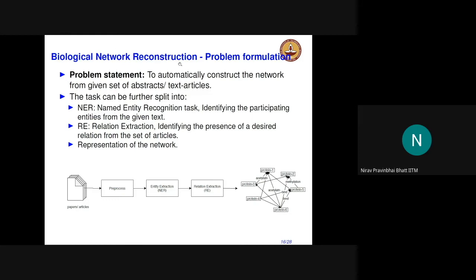And this problem we try to solve through three tasks. The first task is, you can think of this as pseudo-representing human reasoning, where we read a sentence and identify the set of metabolites, genes, and proteins, which we call named entities. But the computer does not know that. So we first have to teach it the named entity recognition task, where the computer learns what the participating named entities are in a given text.